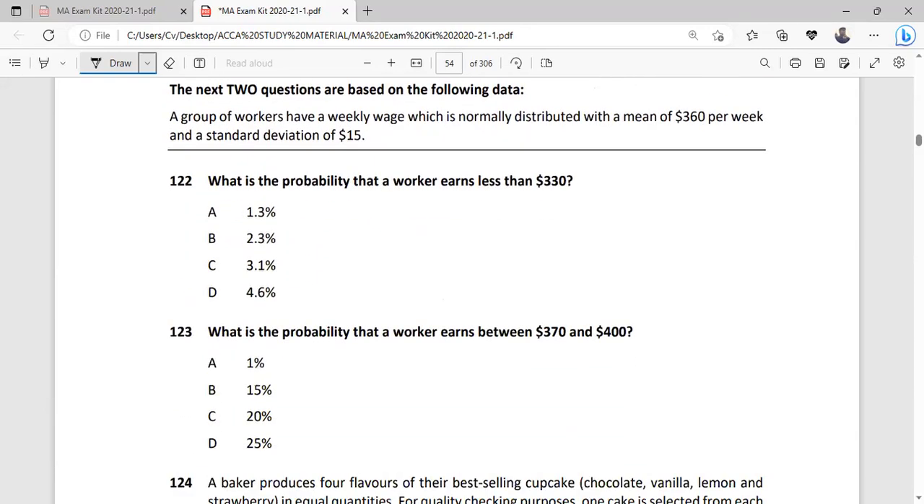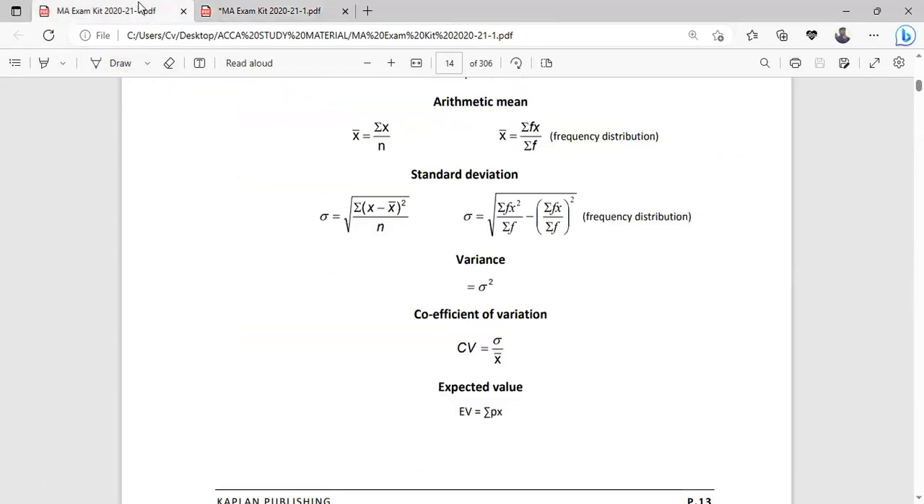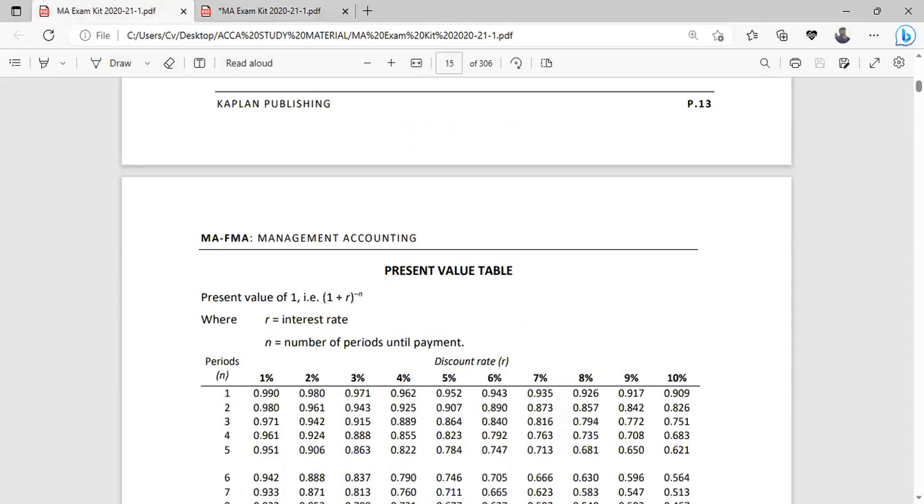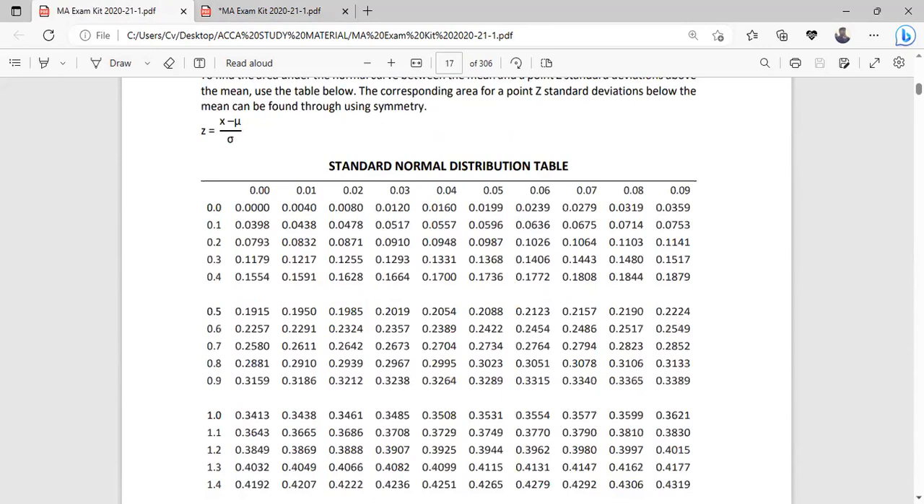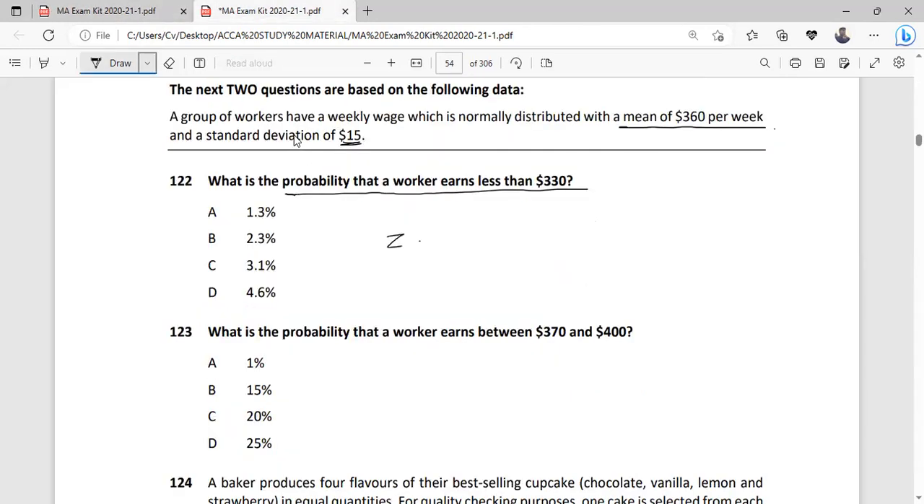Then a group of workers earn weekly wage, which is normally distributed with a mean of $360 and a standard deviation of 15. What is the probability that a worker earns less than 330? So now we will use the standard distribution table as well as this formula. Z is equal to x minus mu divided by standard deviation. First of all, we will calculate Z. Z is equal to, this value is x, 330.